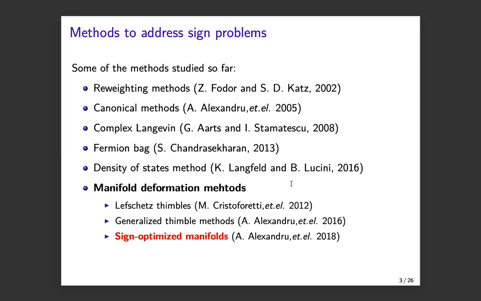I'm going to talk about two methods today. Both of them are sort of cousins of what's called the manifold deformation methods. It started around this year, but has been generalized and also uses machine learning techniques to address, for example, the finite density sign problem in the Thirring model. What I'm going to talk about today is especially related to what's called the sign optimized manifold, which has been done since 2018, and Scott is involved in that.